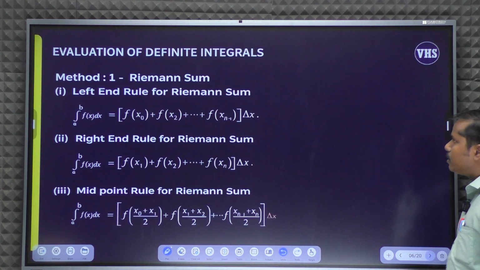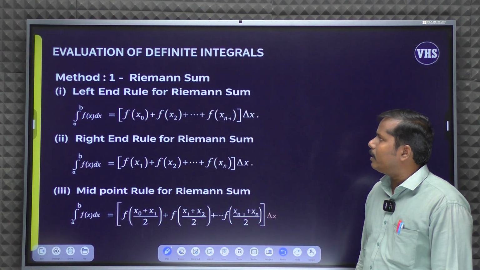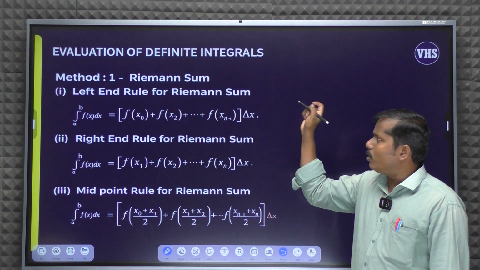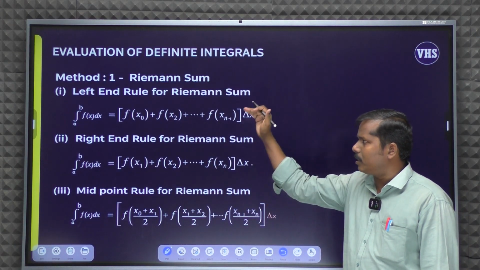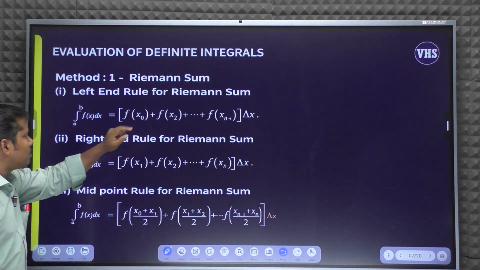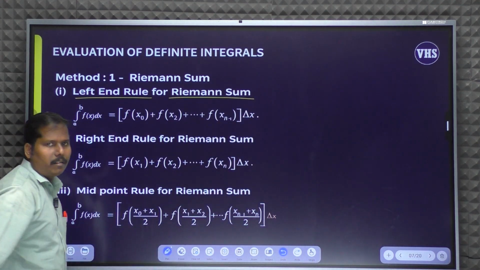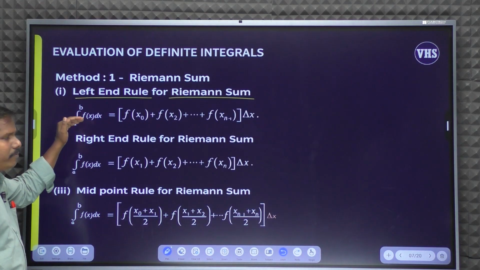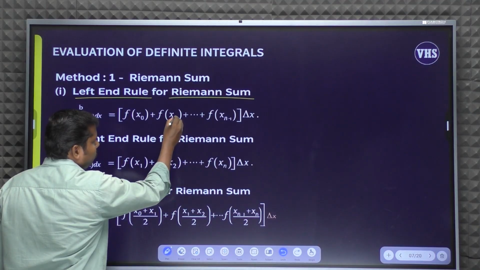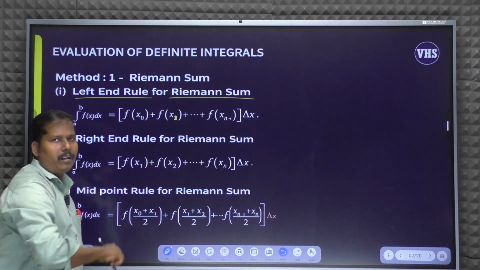Okay. This is a pure 12th topic. The topic is the evaluation of definite integrals. Method 1, Riemann sum method. See, when you go to Riemann sum, there are 3 subdivisions. Number 1, left hand rule for Riemann sum. Left hand rule for Riemann sum is given as integral a to b f of x dx equal to f of x0, actually this is f of x1 plus etc f of xn minus 1 into delta x.